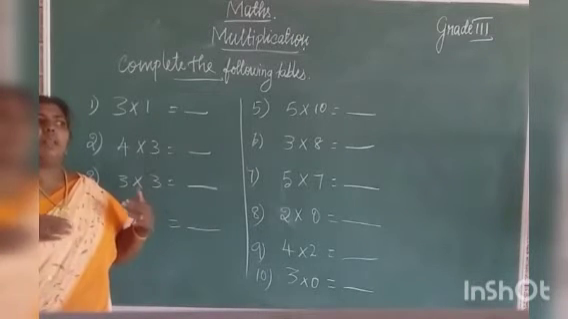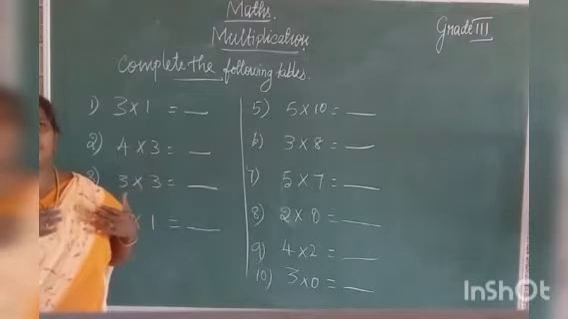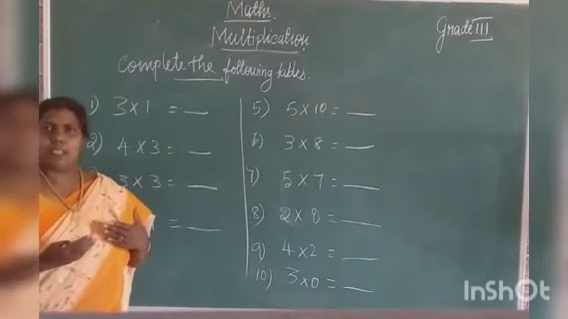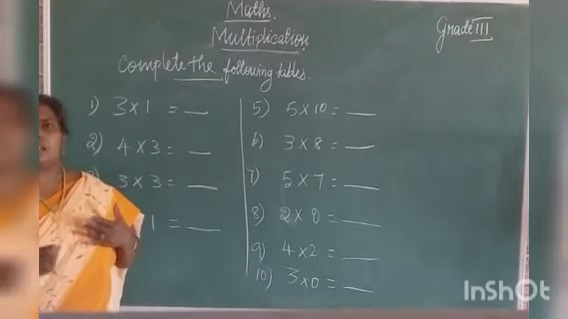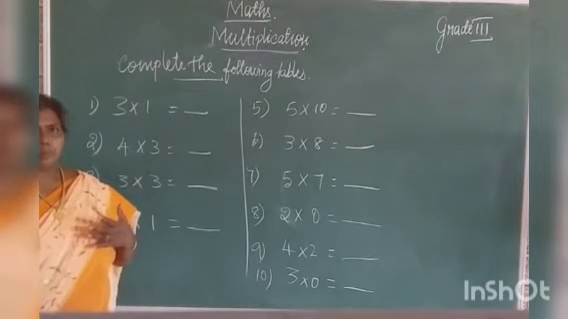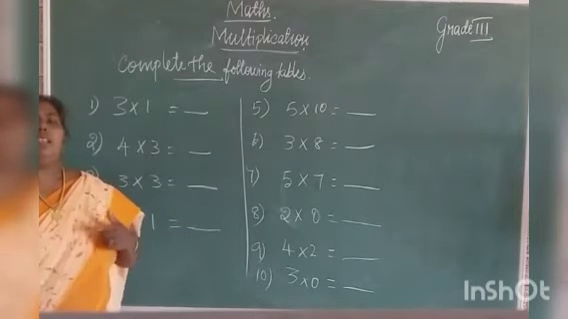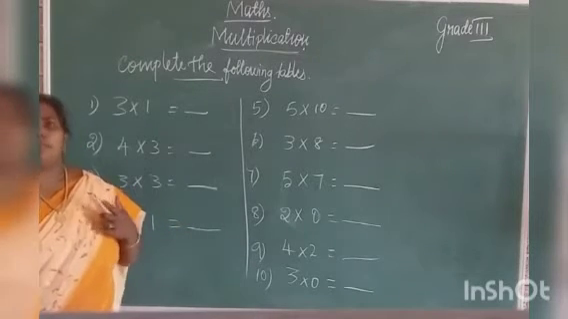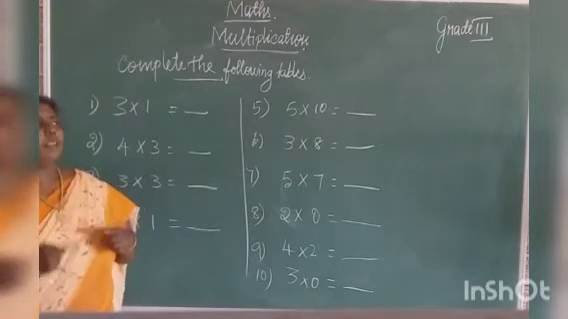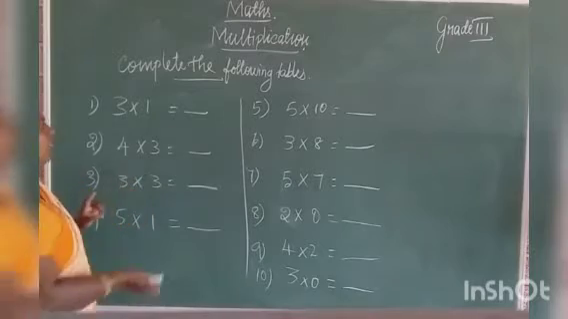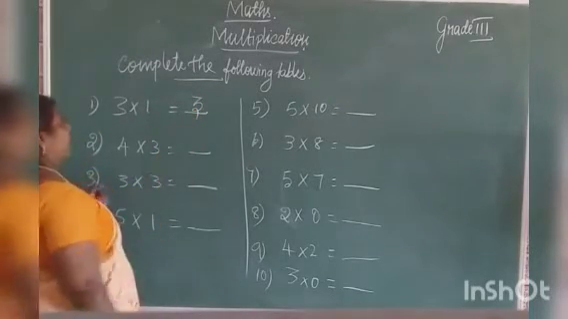Like that, if you multiply any number by 0, like 5 into 0, we will get 0 only. Please keep this concept in your mind. Don't forget it. Any number multiplied by 1 gives the number itself. Any number multiplied by 0 gives 0 only. See here, third table, 3 times 1 is how much? 3 only.